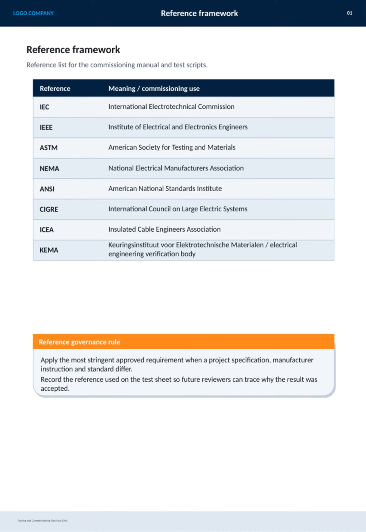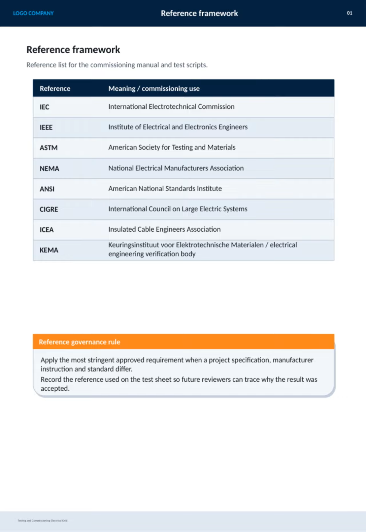On this slide, we present the reference framework used for testing and commissioning electrical grids. These references form the foundation for our commissioning manual and test scripts. Key organizations include IEC, which stands for the International Electrotechnical Commission, and IEEE, the Institute of Electrical and Electronics Engineers. We also rely on ASTM, the American Society for Testing and Materials, NEMA, or the National Electrical Manufacturers Association, and ANSI, the American National Standards Institute.